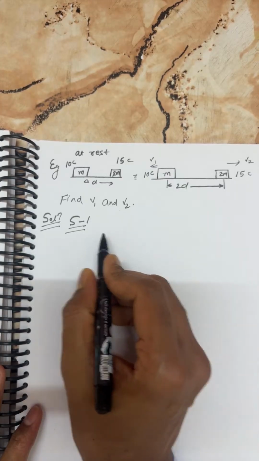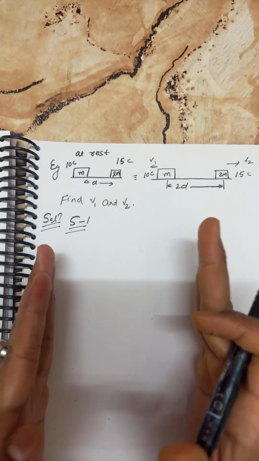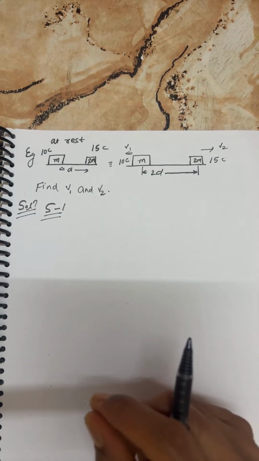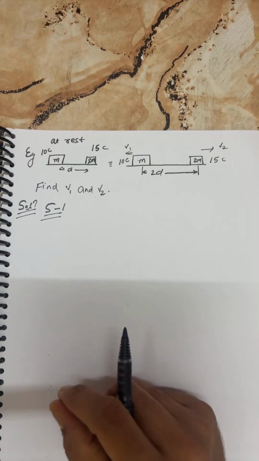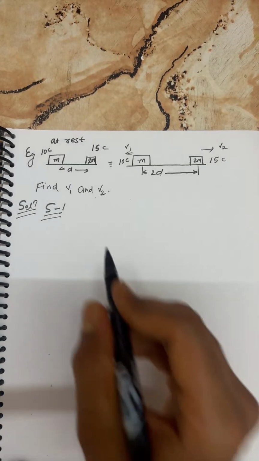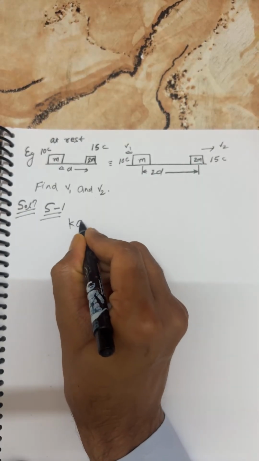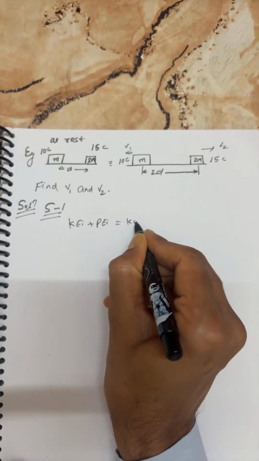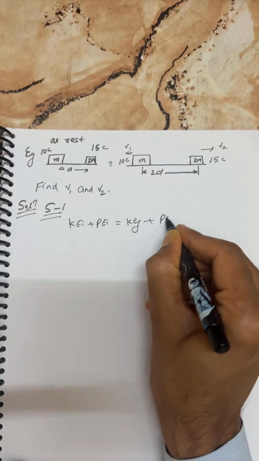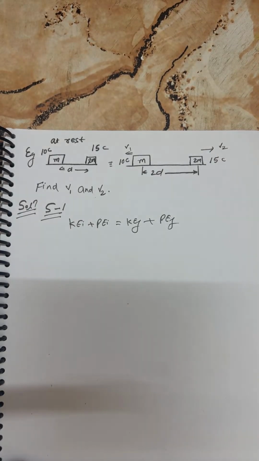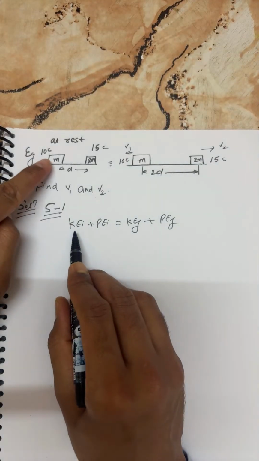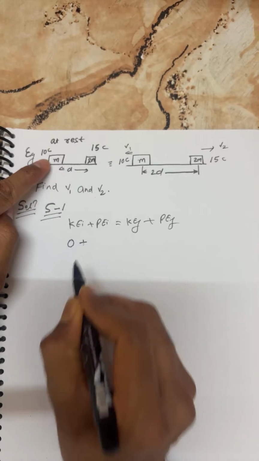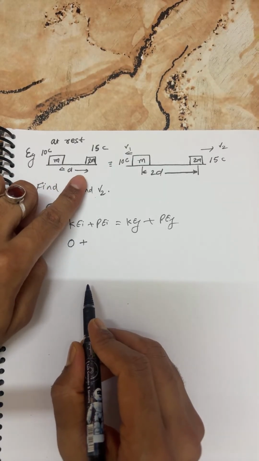Step one: in the question, if we have only conservative force, then you can apply kinetic energy initial plus potential energy initial is equal to kinetic energy final plus potential energy final. The system is initially at rest, so the initial kinetic energy is zero.